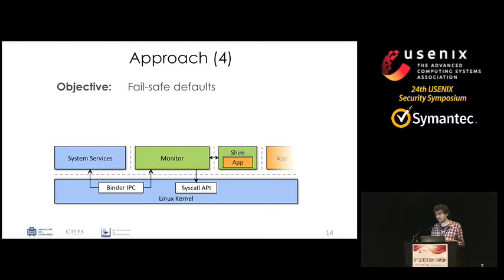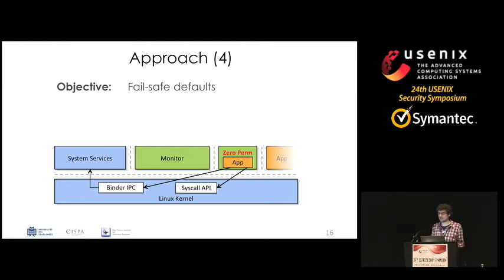So a malicious application can still remove or bypass the hooks placed by the shim that relay all the communication through the monitor, and can still directly issue syscalls or initiate binder IPC to the Android system services. One potential solution would be to have a shim app that has zero permissions. However, it has been shown that even a zero permission app can still do a lot of harm. It can, for example, send intents or start activities, so it could launch the browser and open a URL in the browser and that way exfiltrate data, even though it doesn't have the internet permission.